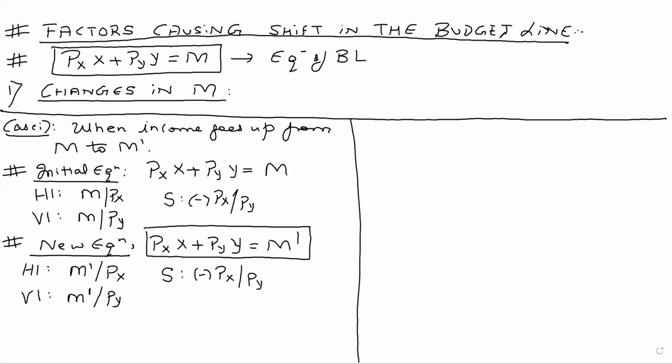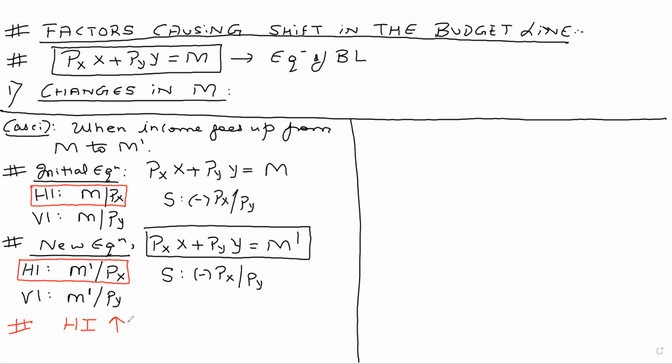So guys, now we can compare the initial and the new equation. What do you observe? You compare the horizontal intercept. Initially the horizontal intercept was m by px. Now it is m dash by px. You can see the same denominator, but your numerator has gone up. So what I can say is, if I compare, I can see that my horizontal intercept has gone up.